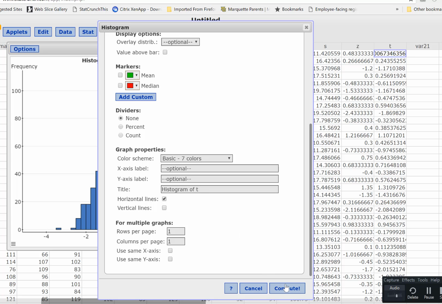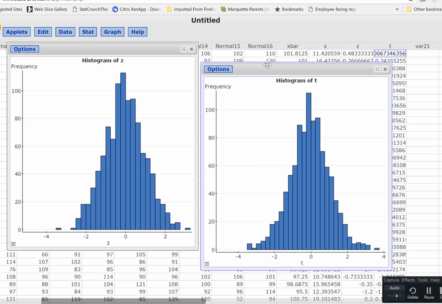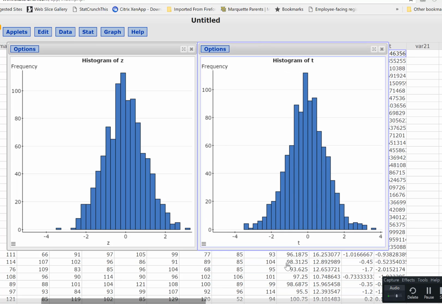Histogram of T, compute. What do you notice? They're very similar. I would argue that T still has a little bit more dispersion than Z, but this T distribution certainly has less dispersion than the T distribution did for sample size of 9, right?